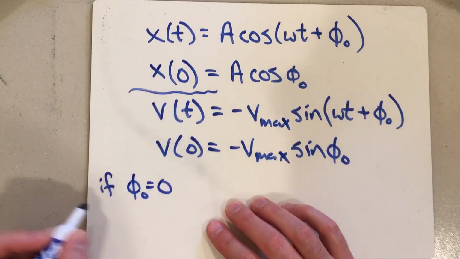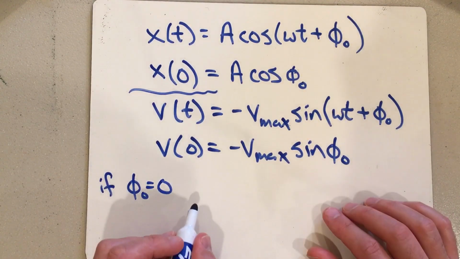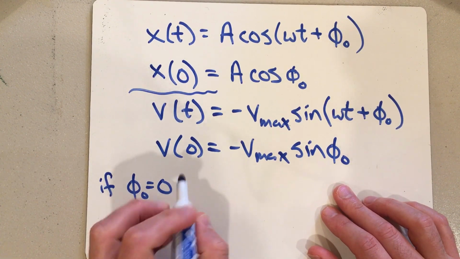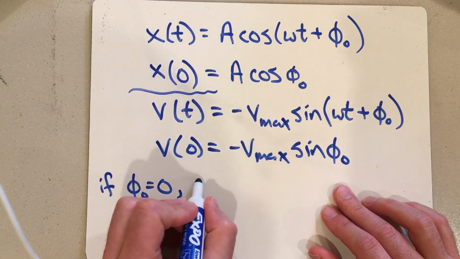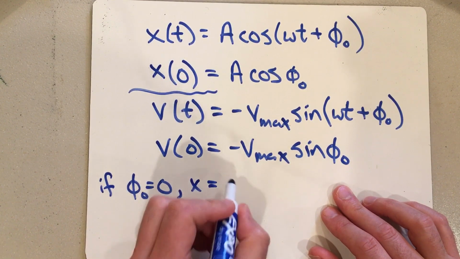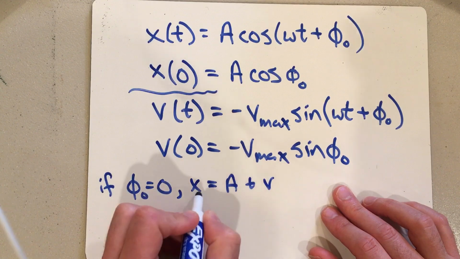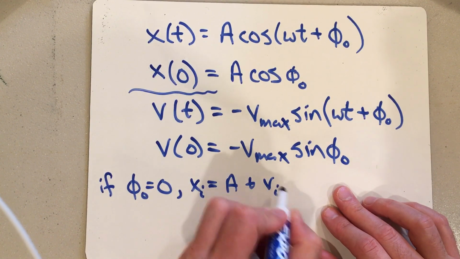And so you can go through and ask yourself again, okay, let's go back to the beginning. So if I say, okay, the phase shift is 0, well now, what I get is that, we already knew what we got for x. We said x equals A, and v, this is x initial, excuse me, this is v initial.